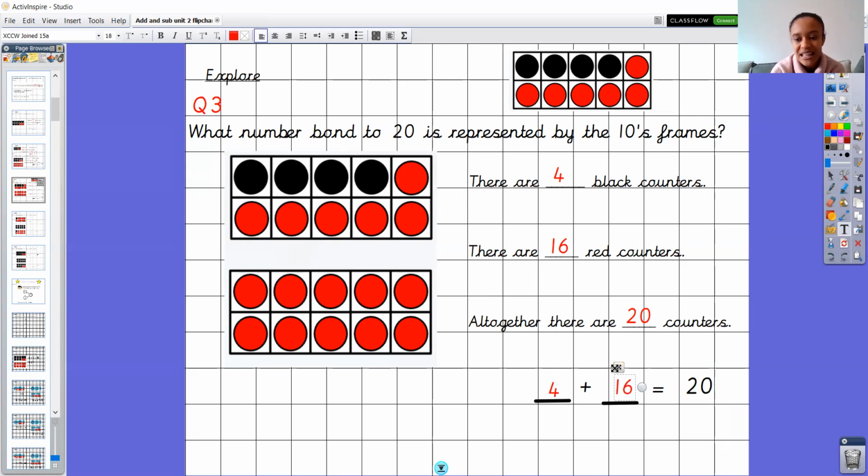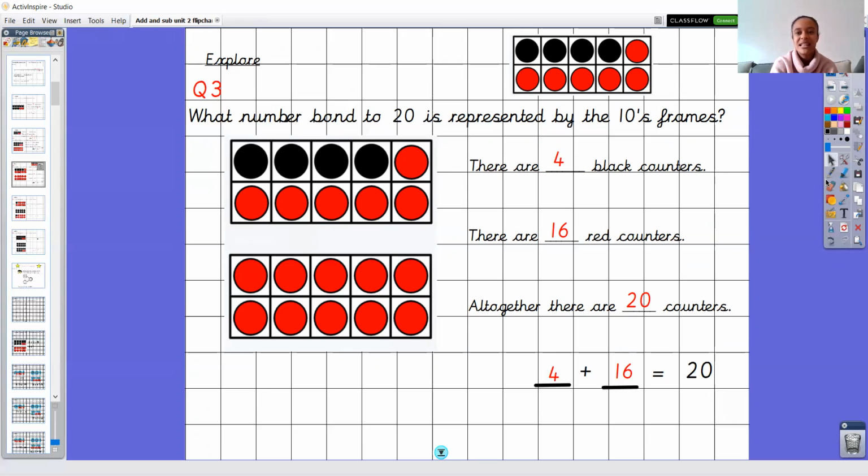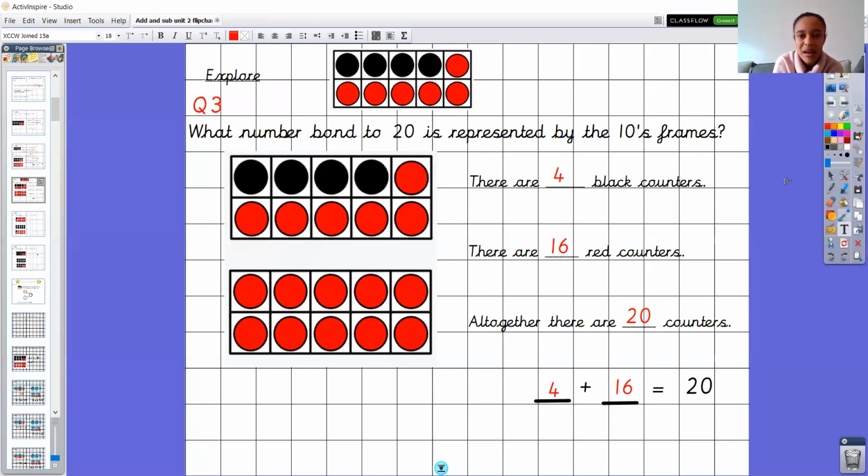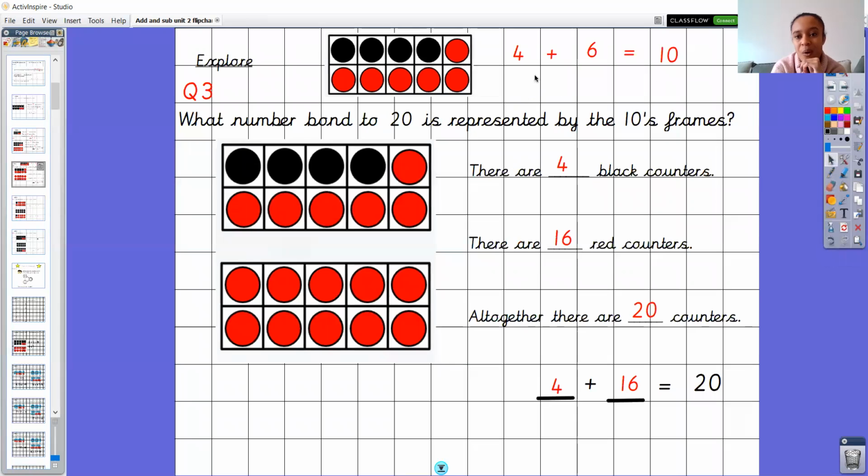Now, have a little look at our number bond to 10 up here in this tens frame. What number bond can you see? I've got 4 black counters and I've got 6 red counters. So 4 add 6 equals 10. So can you see again how our number bonds to 10 can help us with our number bonds to 20? Because look how similar this number sentence is. 4 add 6 equals 10, but 4 add 16 equals 20.